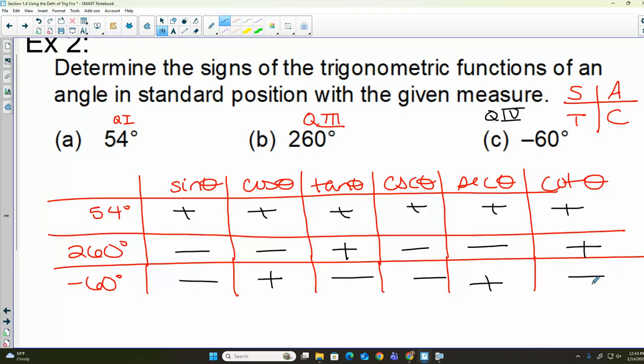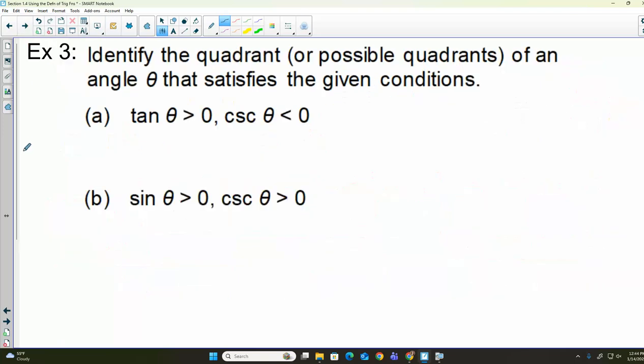Does this make sense to everyone? So if I gave you an angle, could you figure out if the answers would be positive or negative? Let's look at this question. I want to know what quadrant or quadrants the angle would have to be in for these things to be true.